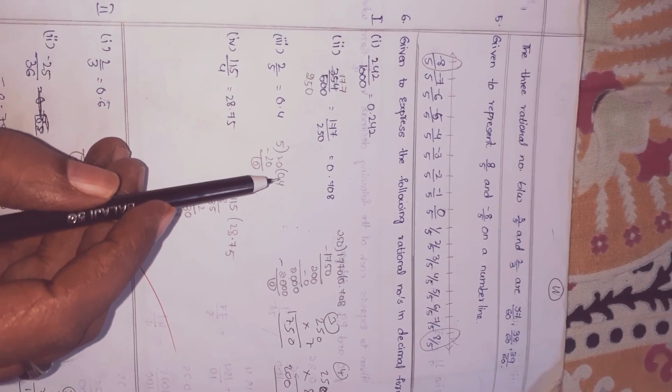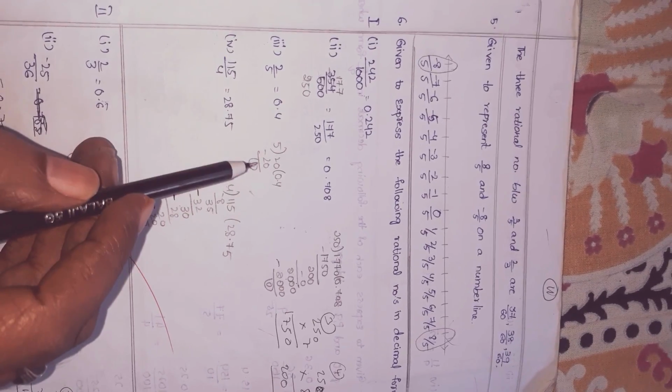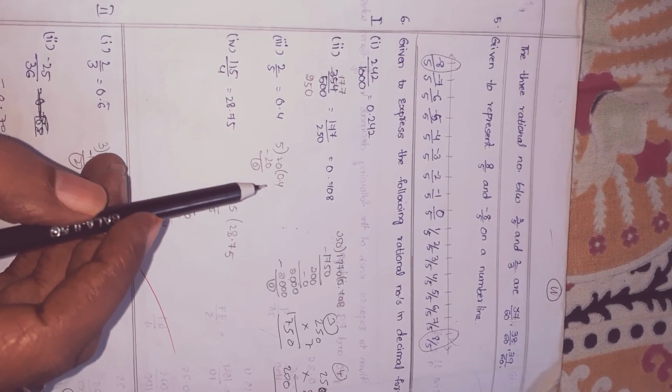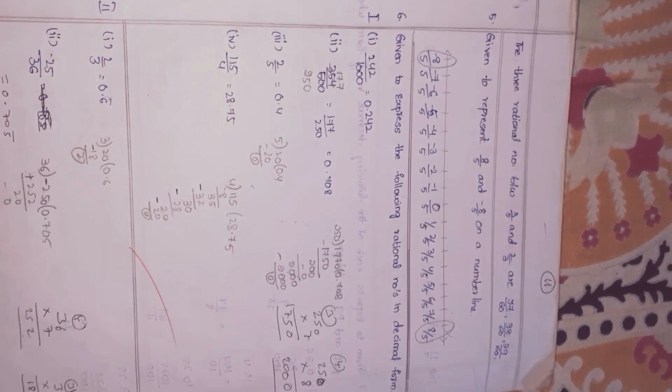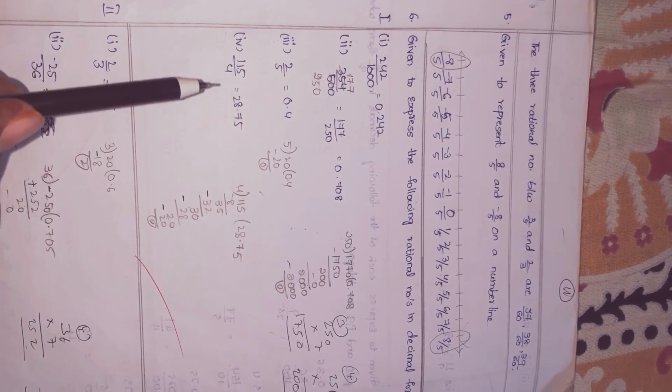Next, 2 by 5, children. 5 into 2 is not possible, keep the point, so 20. 5 fours are 20, 20 minus 20 how much, children? 0. So the answer is 0.4. Next, 115 by 4, children.